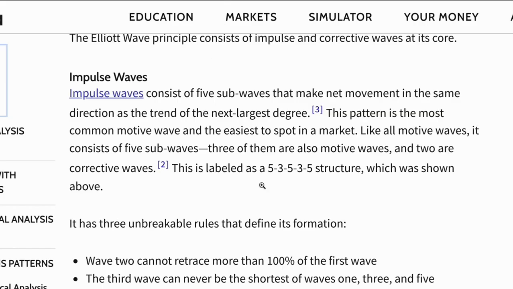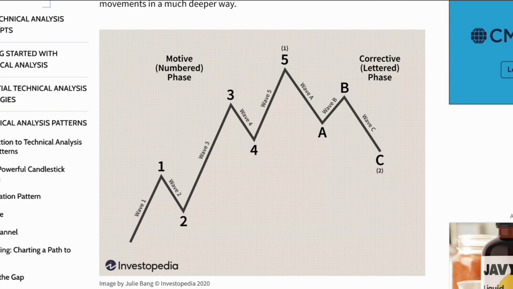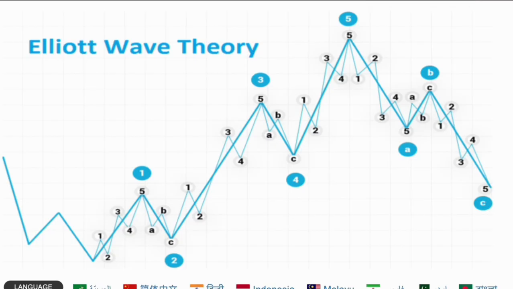An impulse wave consists of 5 subwaves, and a corrective wave consists of 3 subwaves, which means that each impulse wave can be divided into 5 subwaves. These 5 waves can be subwaves of one large impulse wave, just like this image right here. Wave 1, wave 3, wave 5, wave A, and wave C are impulse waves, and each of them consists of 5 subwaves: 1, 2, 3, 4, 5. Now for corrective waves, they have 3 subwaves. Wave 2 or B are corrective waves, and each of them contains 3 subwaves.